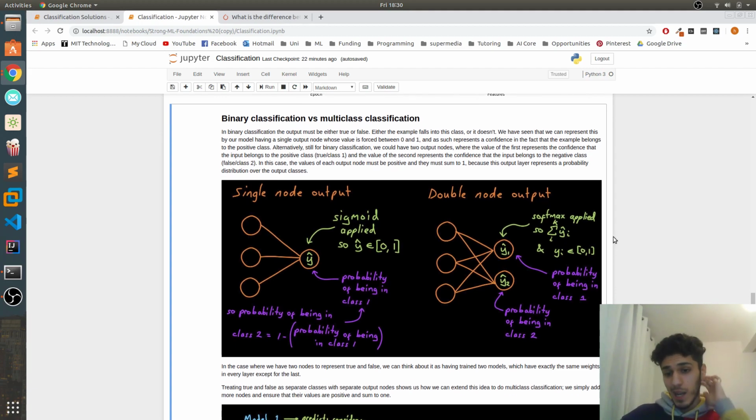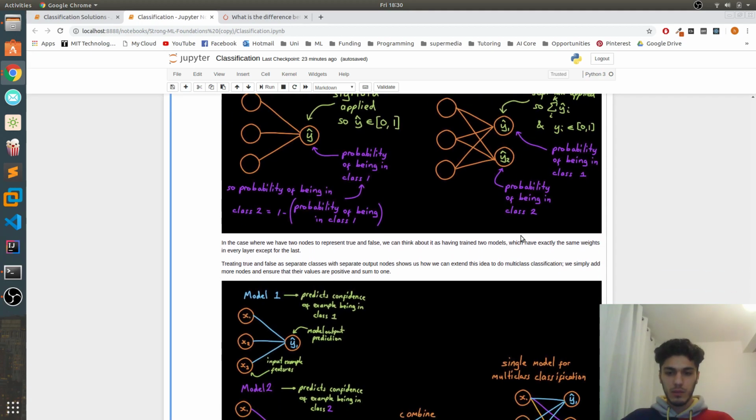The Softmax activation function is somewhat similar to the sigmoid, but it adheres to two constraints. A, every single one of our output nodes will be between 0 and 1, so it's a probability. And B, the sum of the values of all the output nodes is equal to 1. Which makes sense, right? Because the probabilities of it belonging to any of these classes should sum to 1, because that's just how probabilities work.